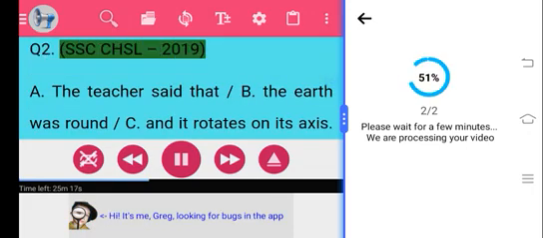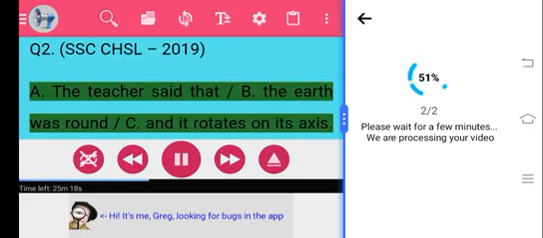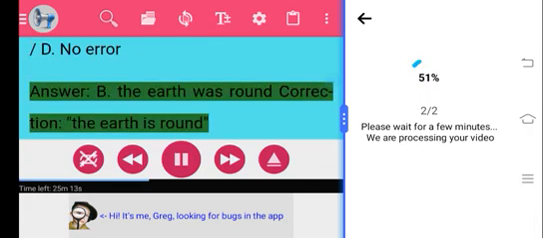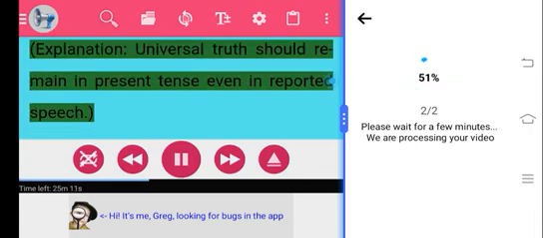Q2. SSC CHSL 2019. The teacher said that, B, the earth was round, C, and it rotates on its axis. D, no error. Answer: B, the earth was round. Correction: the earth is round. Explanation: Universal truth should remain in present tense even in reported speech.